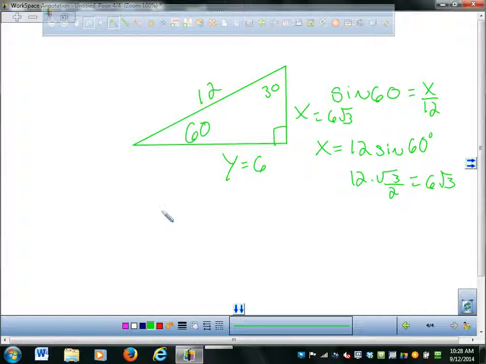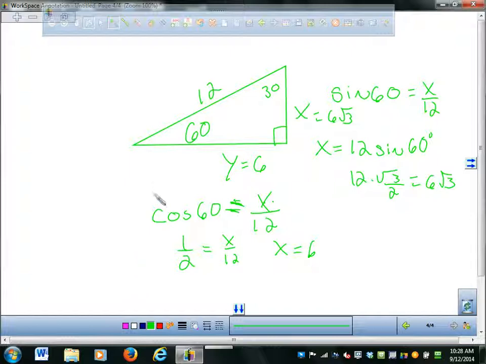Or you could have said that the cosine of 60 is equal to adjacent over hypotenuse, so 6 is equal to x over 12. I know that the cosine of 60 is 1/2, equals x over 12, and then I cross multiply and get x equals 6. Or I can use my relationship for special right triangles. Yes, Sally? Can you write the rules for 30, 60, 90?